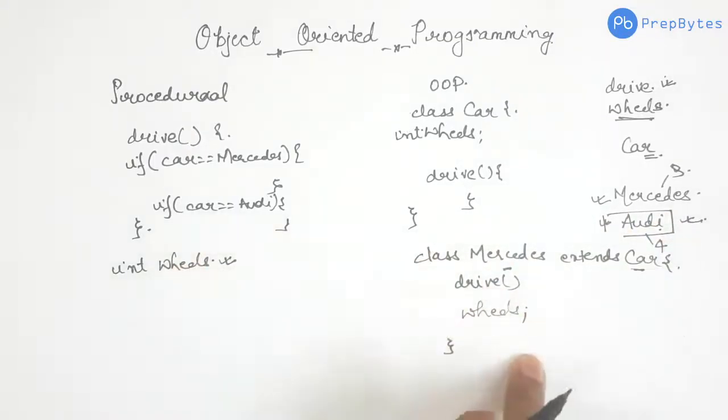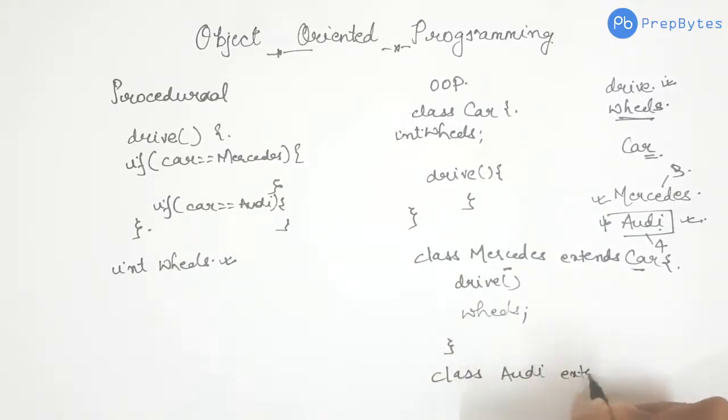Now what will happen in case of OOPS? Again a new class will be created, class Audi extends car. It will have its own drive function and own instance variable wheels.